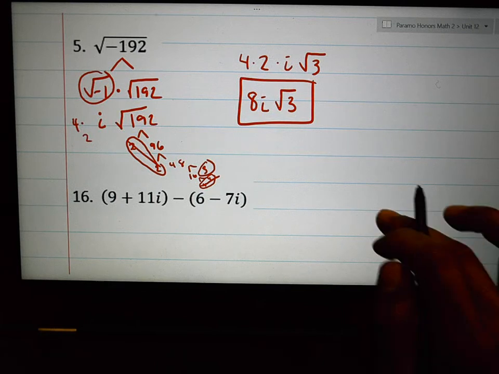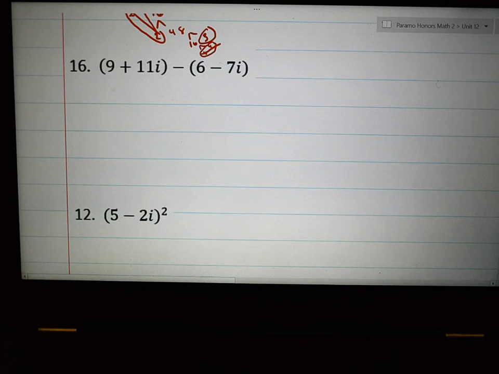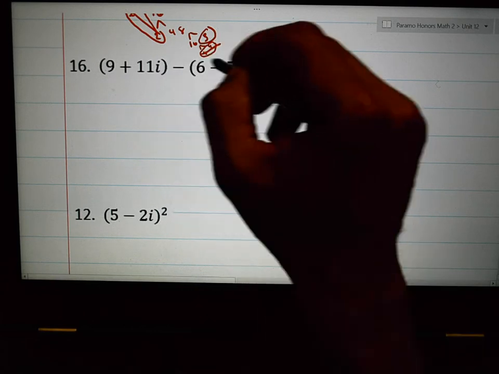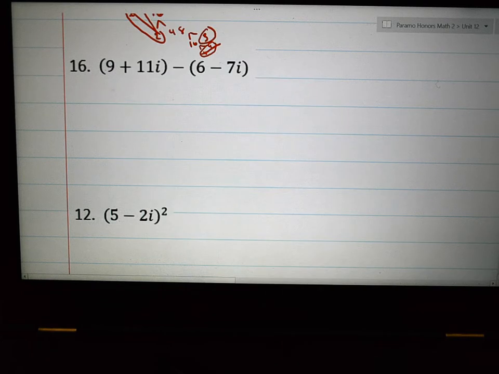Let's jump to number 16. Number 16, now we're going to be dealing with a problem where we might be adding or subtracting complex numbers. I know this is complex because it has the letter i in it. This is not like an x. This is the imaginary letter i, the square root of -1. This is asking me to subtract this quantity from that quantity.